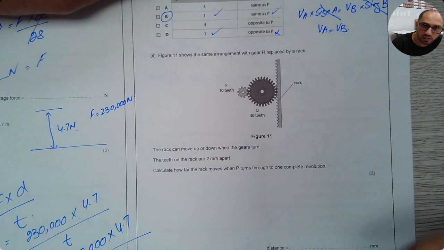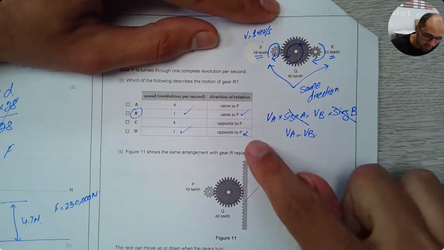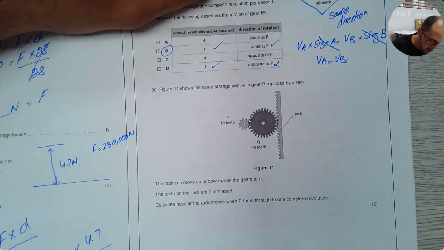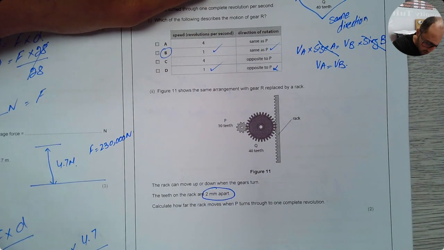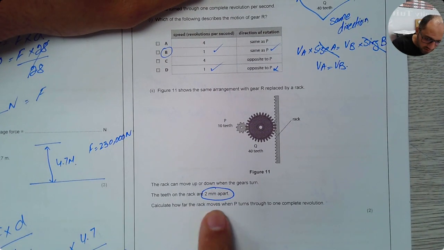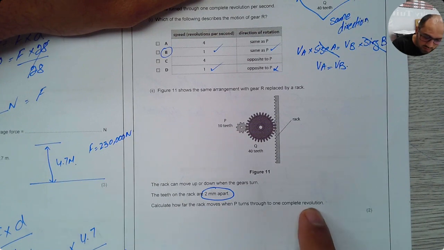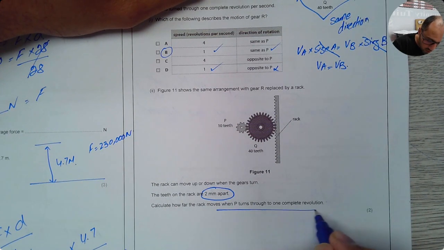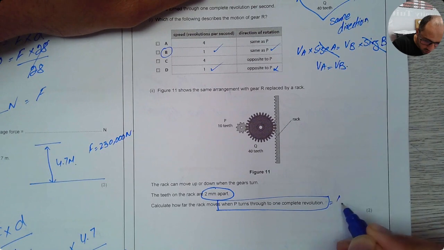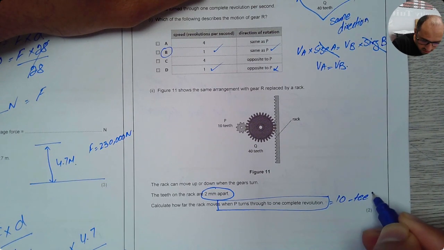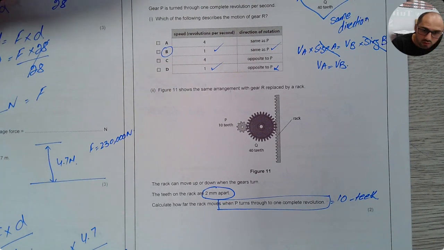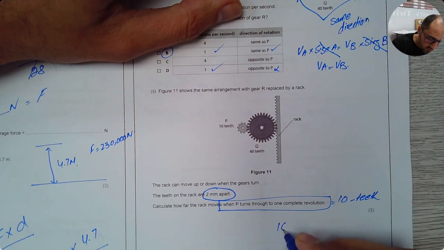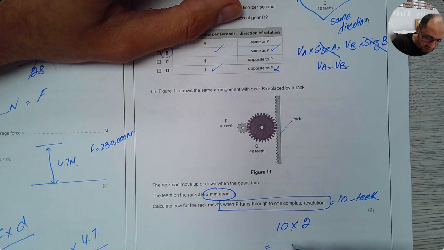Next question. What they've done now is they've replaced this R with a rack. And they've given us the information that the teeth on the rack are 2 millimeters apart. Calculate how far the rack moves when P turns through one complete revolution. When P turns through one complete revolution, this is equal to 10 teeth. The distance between two teeth is equal to 2 millimeters. So the distance will be 10 times 2, which is equal to 20 mm.